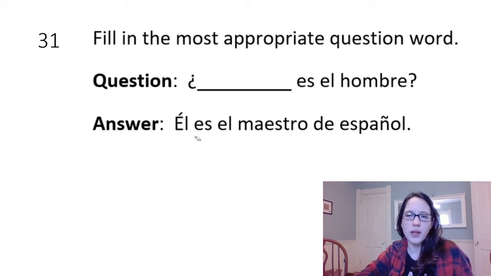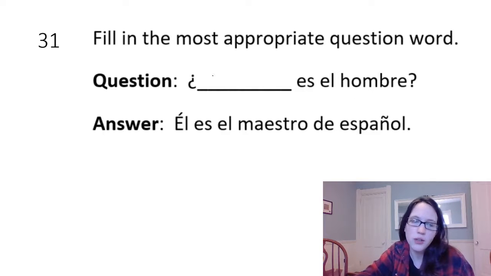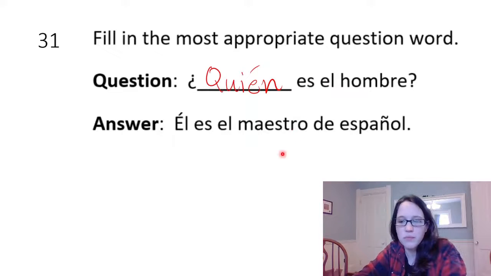The answer is, él es el maestro de español. He is the Spanish teacher. So probably what you're going to ask is, who is the man? Who is that man? Oh, he's the Spanish teacher. So the word for who is quién, Q-U-I-E-N, with an accent on the E. Okay, again, some of us forgot that accent. You need an accent there.